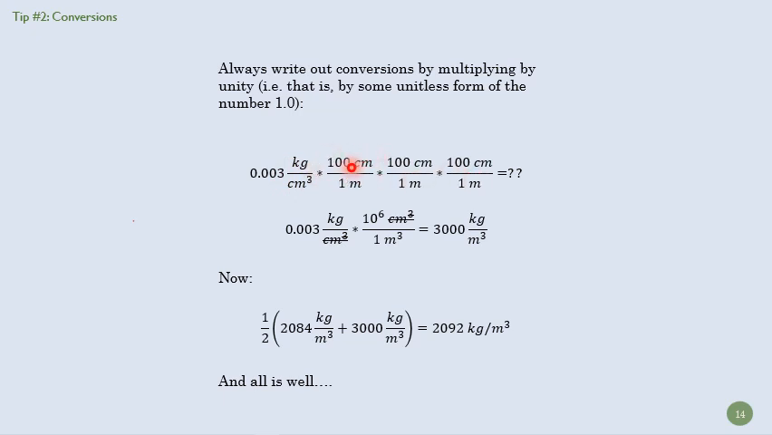If we cancel out units here, we've got centimeter cubed on the top, centimeter cubed on the bottom. And that means we need to multiply this number by 100, by 100, and by 100. And our units cancel out to give us kilograms per meter cubed. So then we can safely add these two values and take the average of them, and that would give us the density of that combined fluid.